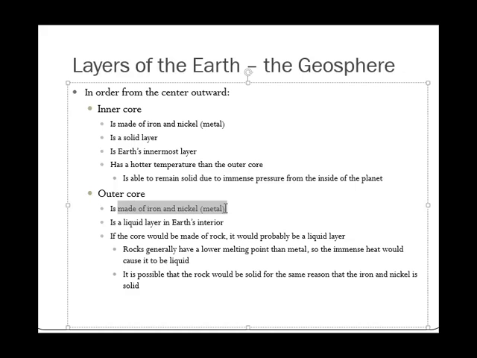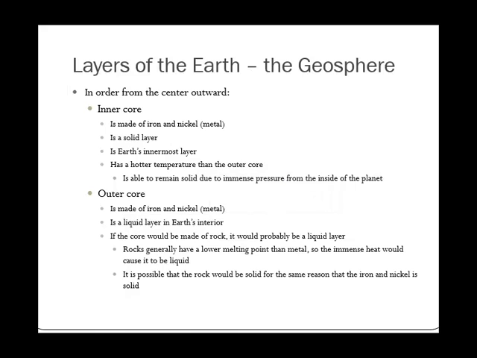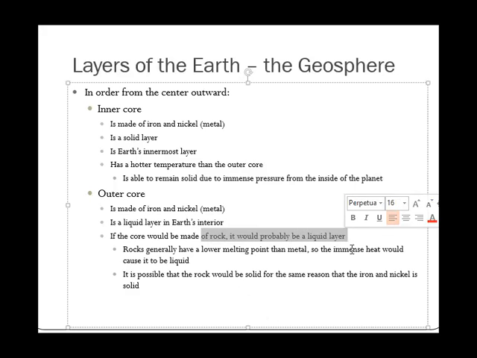It's also made of metal, the same metal, iron and nickel, and this time, on the other hand, it's liquid. The reason why it's liquid is because it is very, very hot, and there's not quite as much pressure as there is in the inner core, which would otherwise turn it into a solid. If the core were made of rock, it would also be liquid.